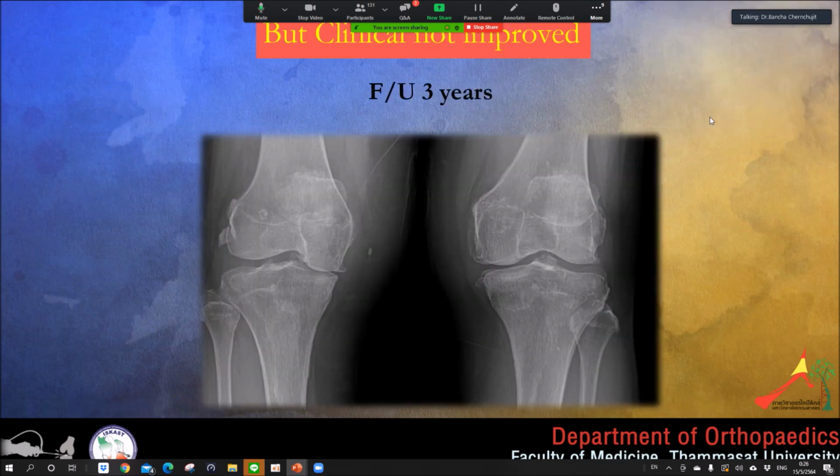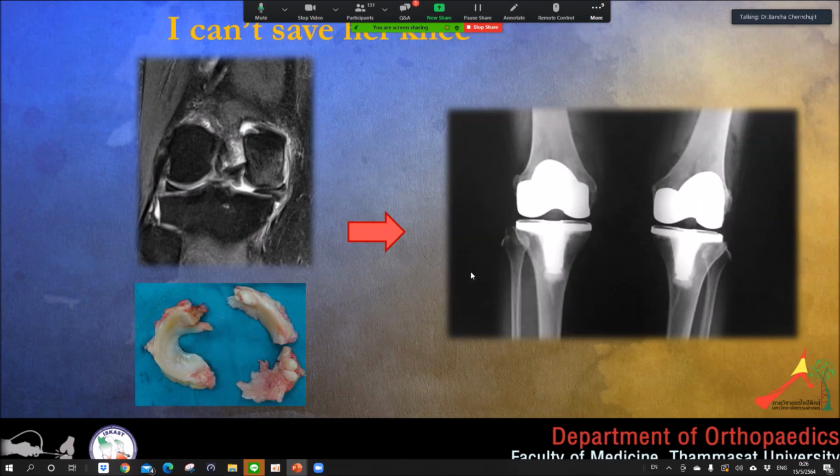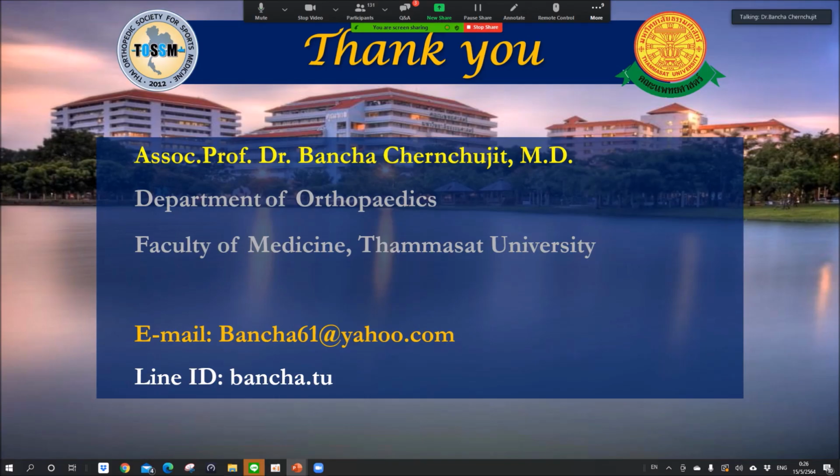Okay, so you see that 3 years after that, the joint space on the right side become worse. Okay, but the left side is still the same. Finally, she need to do joint replacement. This is my meniscus. You see, she has torn meniscus root and also the radial tear. Okay, so I cannot save her knee. I'm very sorry. So thank you.